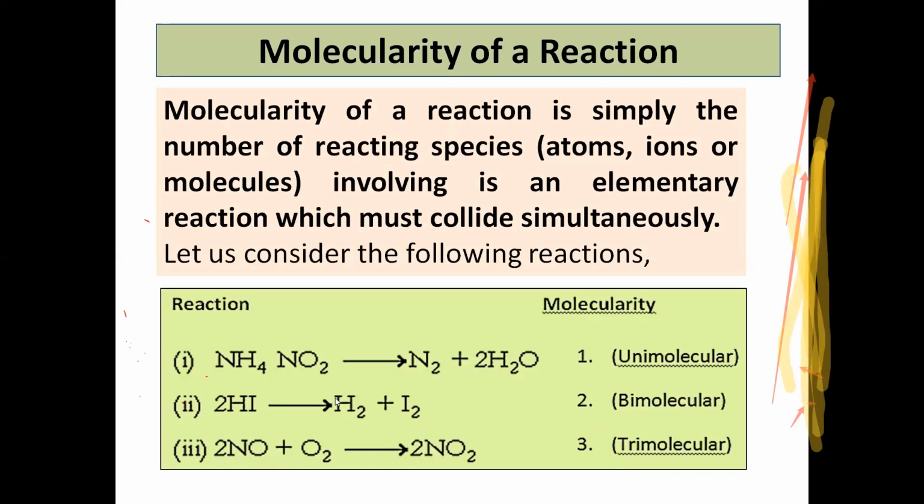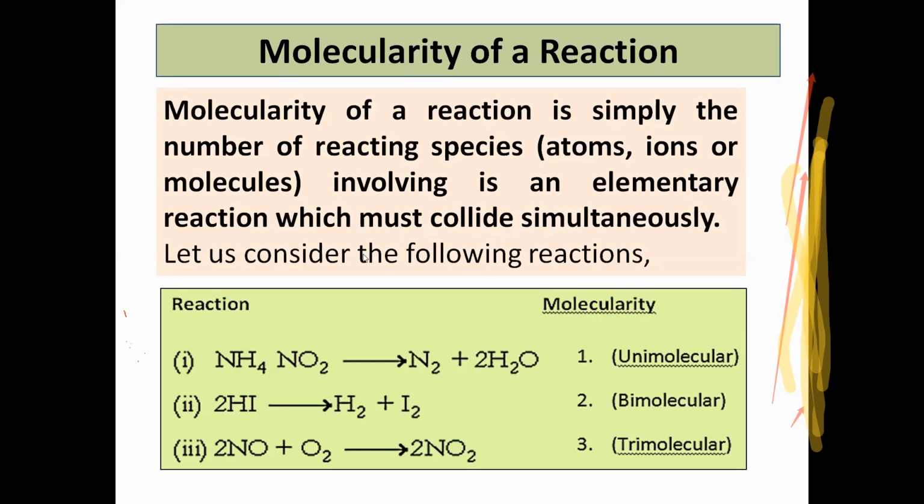So in this way, by simply looking at a balanced chemical equation, you can determine the molecularity of reactions, isn't it? So the molecularity can be determined. Once again, I'm defining molecularity of the reaction as simply the number of reacting species. Reacting species can be atoms, ions, or molecules, anything. So that should be involved in the elementary reaction and that should collide simultaneously. That is the important parameter, that simultaneous collision अगर हो रहा है तो simultaneous collision में कितने molecules involved हैं, that number of molecules will talk about the molecularity of the given reaction.